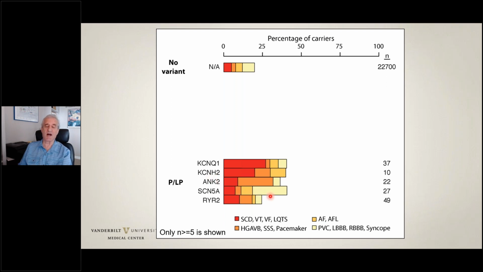The other thing that's interesting, I find, is that there's a strong association, or a larger than expected association between occurrence of PVCs and SCN5A variants. That's the P or LP variants.